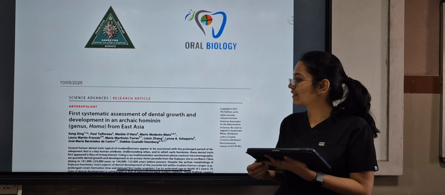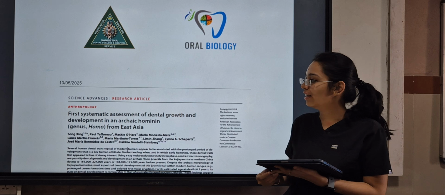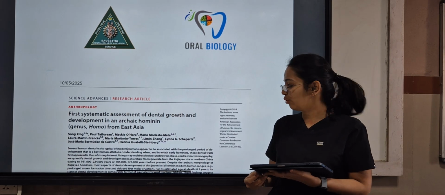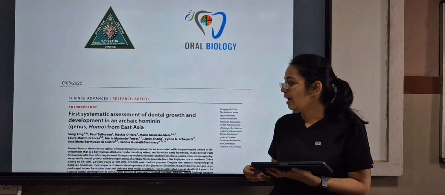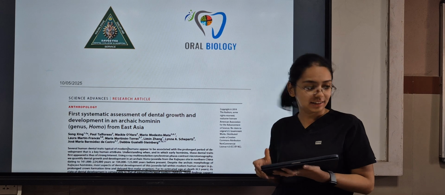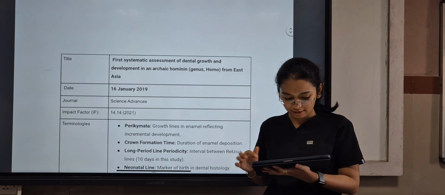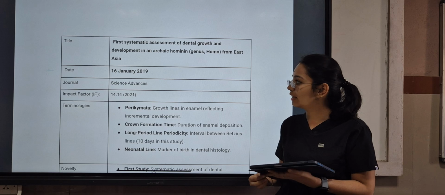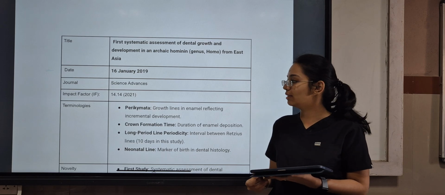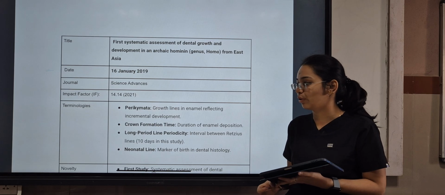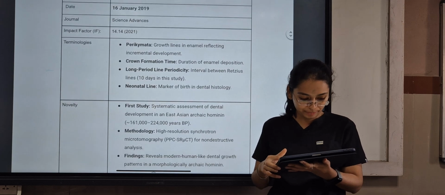So today we will be discussing the journal article titled "First Systematic Assessment of Dental Growth and Development in Archaic Hominin, genus Homo from East Africa." This study was published in 2019 in the journal Science Advances, which has an impact factor of approximately 14 to 24.